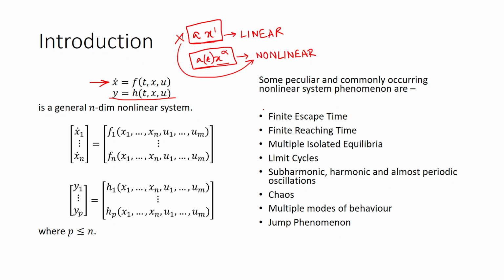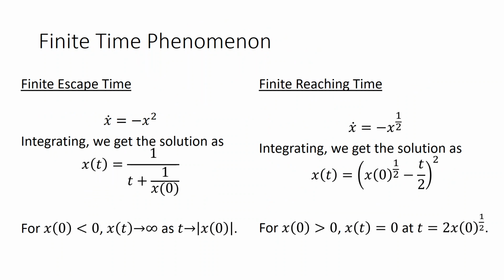So what are those typical phenomena? These are some of the very well observed nonlinear phenomena which are absent in linear systems, listed here, and let us go through them one by one. We will not dive very deep, just have an overview. So what is the finite time phenomenon? It is basically when the system goes to stability or instability in finite time.